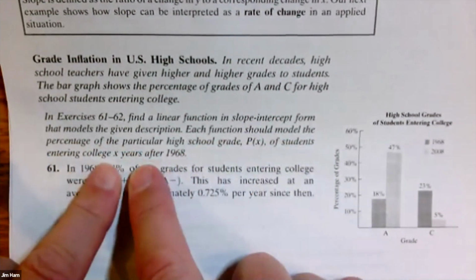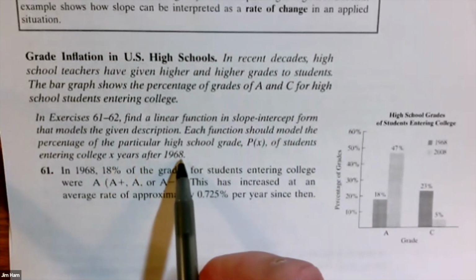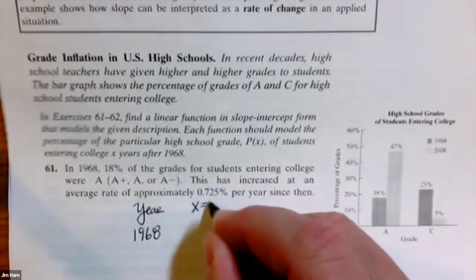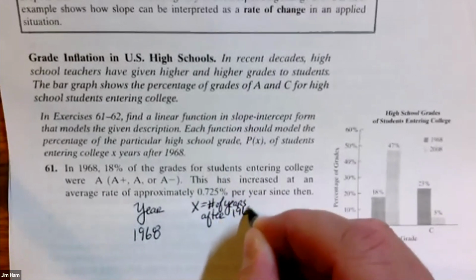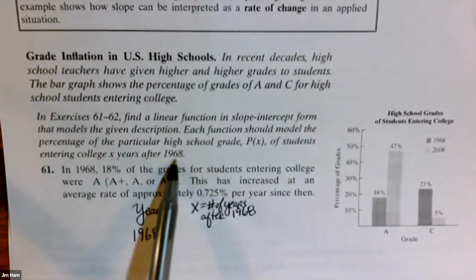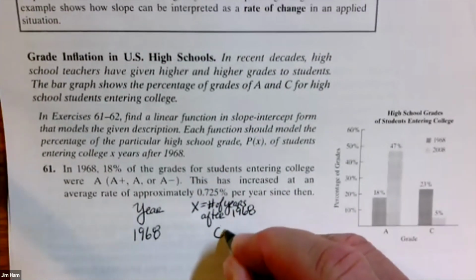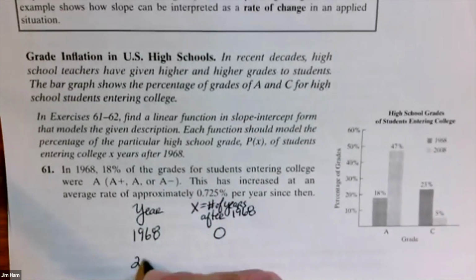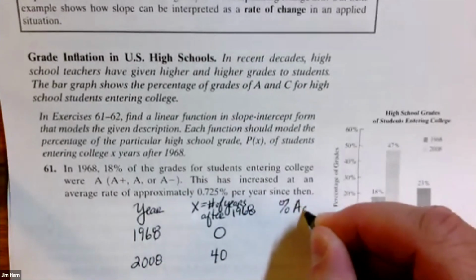Each function should model the percentage of a particular high school grade, P of X, of students entering college X years after 1968. So year 1968, X is the number of years after 1968. So they defined this for us up here. So in the year 1968, that represents 0 years after 1968 because it's 1968. In 2008, that would be 40 years after 1968. Percent A grades. All right.